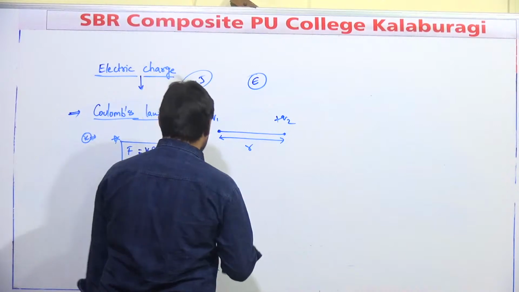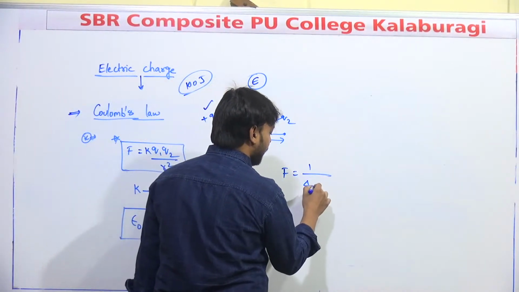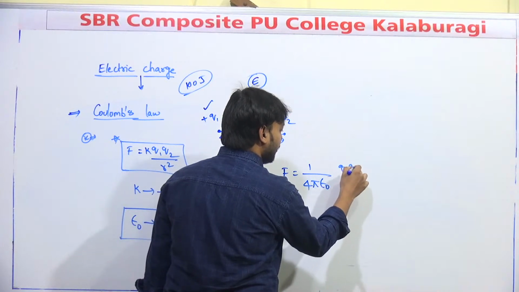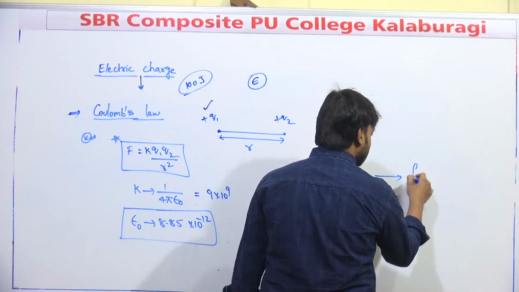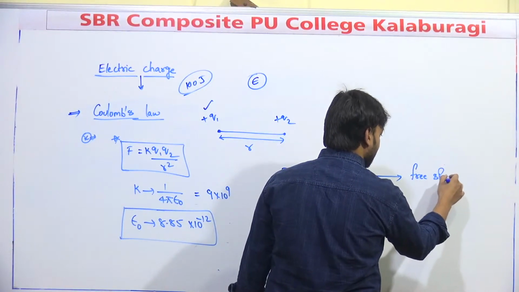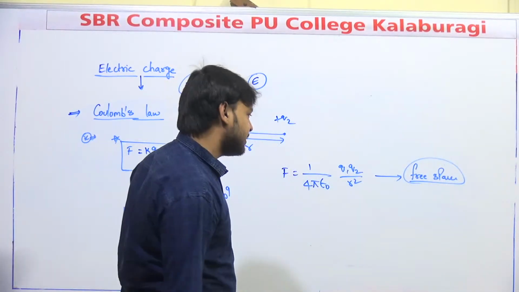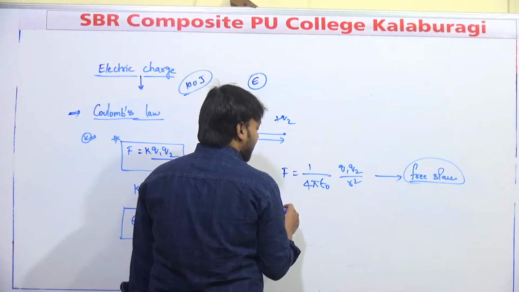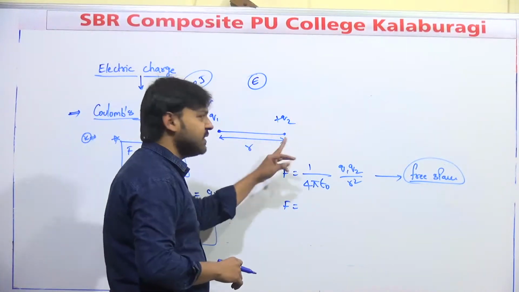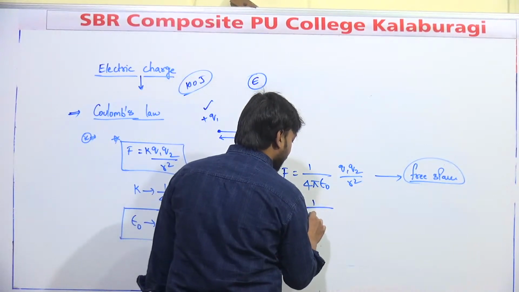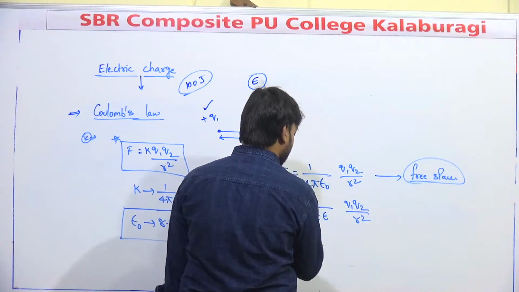Clear? Now in any medium, we have to use this formula. Try to understand: F equals 1 by 4 pi epsilon naught, Q1 Q2 divided by R square. If I write this formula, you can apply it only in free space. Vacuum we call, air we call, so free space we call. Now in any medium, if I want to apply the force formula between the two charges, I can write it as 1 by 4 pi epsilon, Q1 Q2 divided by R square.